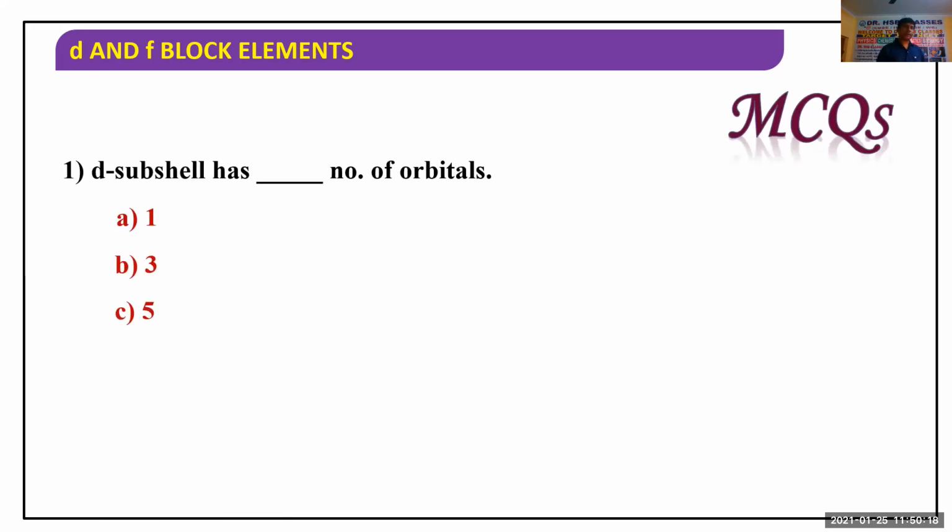D subshell has dash number of orbitals. Which one is the correct? D subshell contains 5 orbitals.